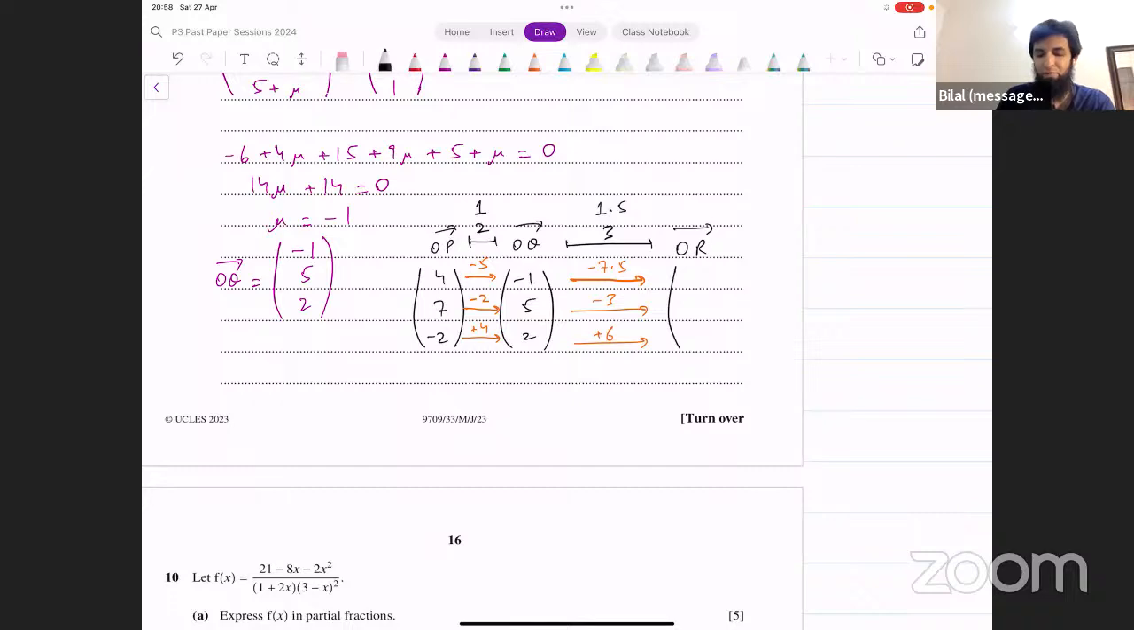And that point R, therefore, would be minus 1 minus 7.5, that is minus 8.5. Minus 2 minus 3, that is minus 5. And 2 plus 6, that is 8. This should be the position vector of the point R. Okay, sorry, 5 minus 3, that is actually 2. Minus 8.5, let me check this again, minus 1 minus 7.5, that's minus 8.5. And then 5 minus 3, that's 2. 2 plus 6, that's 8. And that is the result that we get from this.